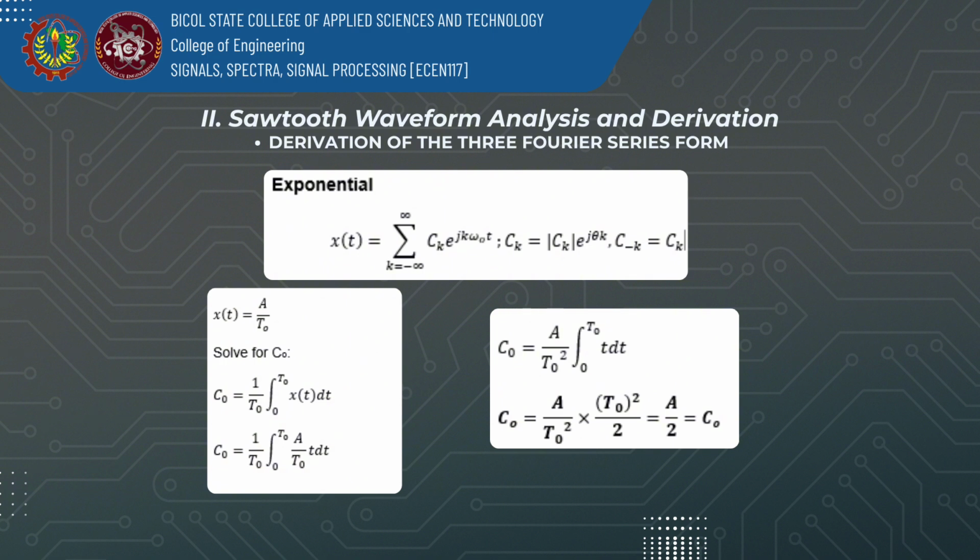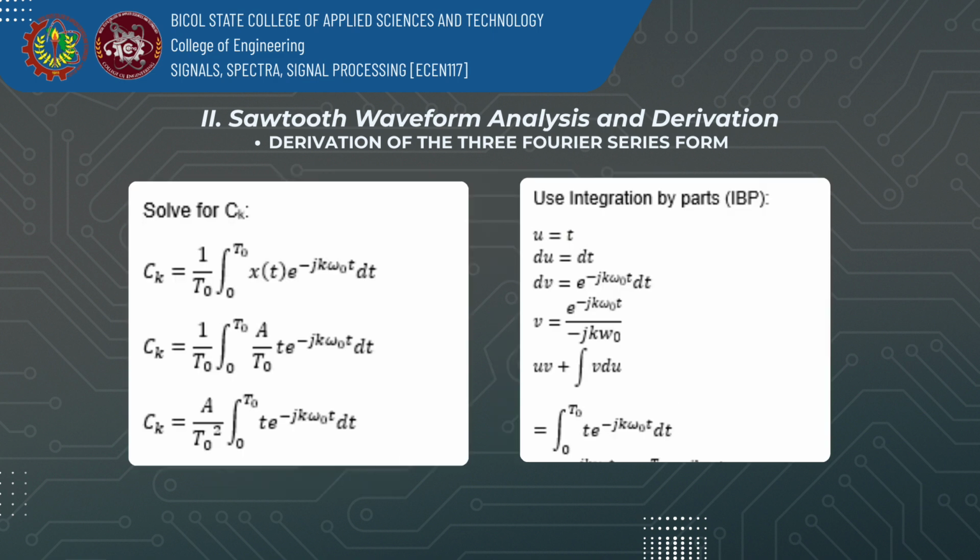First, the exponential form. Let's start with C sub o, or the DC component. To find C sub o, we calculate the average value, so we integrate the function of t over one period. Since this is the calculation of the area of a triangle, the result of the integration is simply A over 2. So our average voltage is half the peak amplitude.